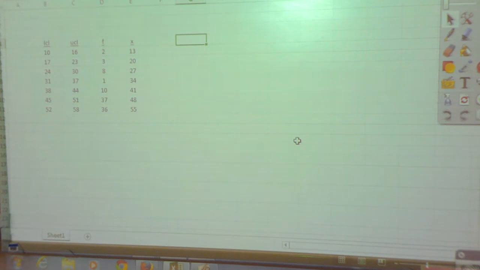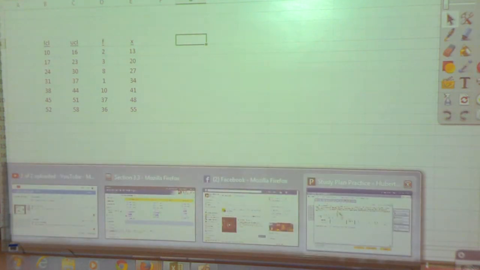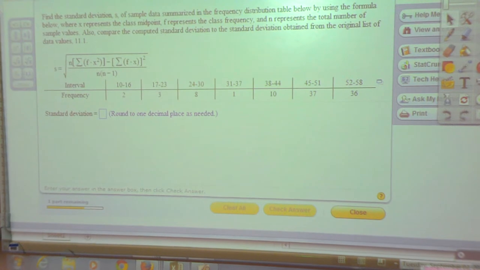Now let's look at our formula that we pulled up a while ago. Let's look at it and tell us what we need. What variables do we need? N, Hubert, that's right, class. We need N. Thank you for the interaction. What else? Do we have F? Yes, F is like the 2 and the 3 and the 8 and the 1. Do we have that?